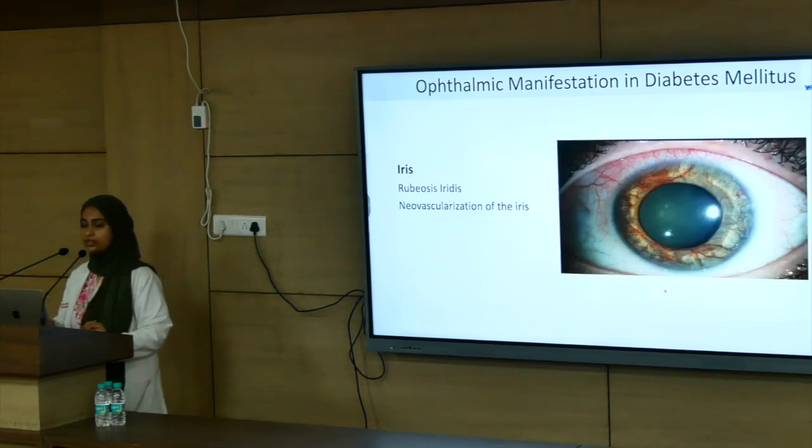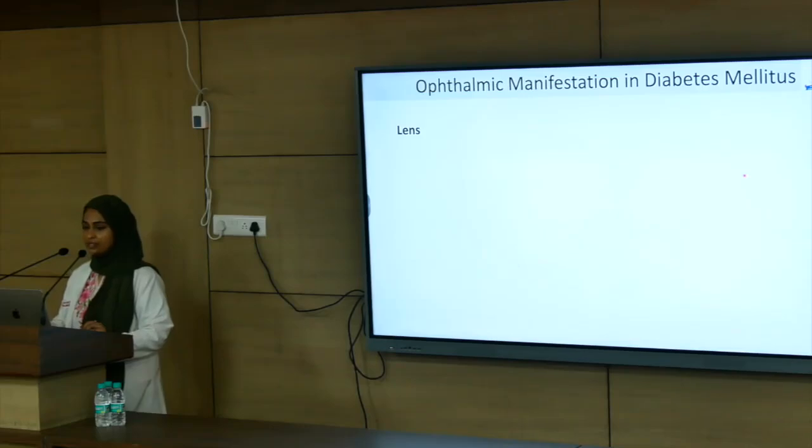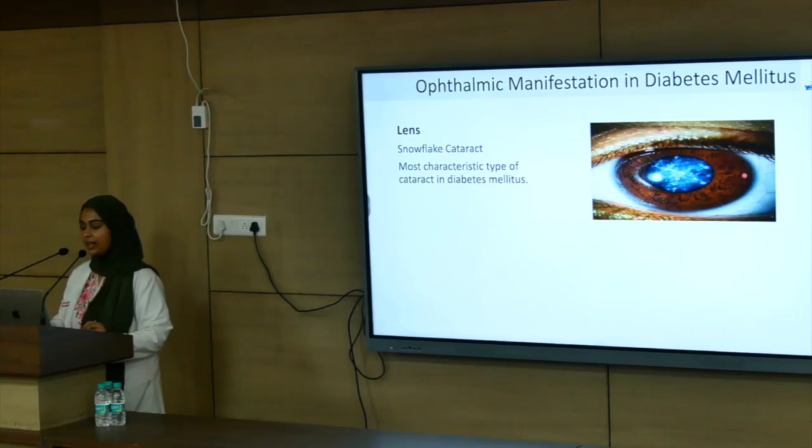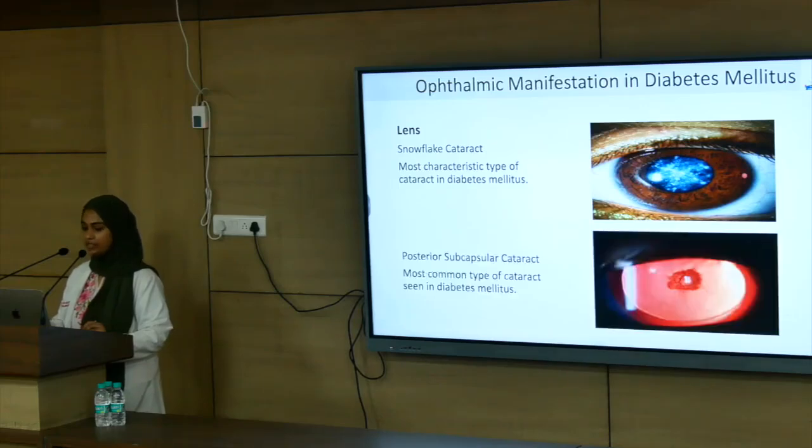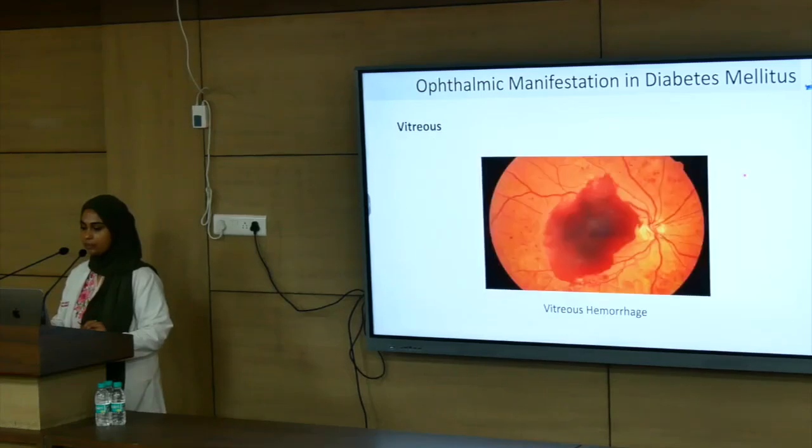Next, we could see neovascularization of the iris. Now, this is known as rubeosis iridis. In lens, the two common cataracts that are seen are snowflake cataract and posterior subcapsular cataract, where snowflake cataract is the most characteristic one. However, posterior subcapsular cataract is the most common one.